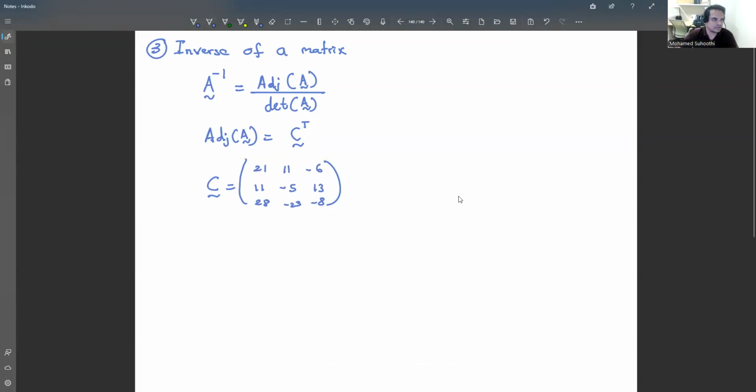Okay. Then you need the adjoint matrix. That is the transpose of the cofactor matrix. That means you can write the transpose, right? 21, 11, minus 6, right? Rows become columns now, right? 11, minus 5, 13. So this is 28, minus 23, minus 8.